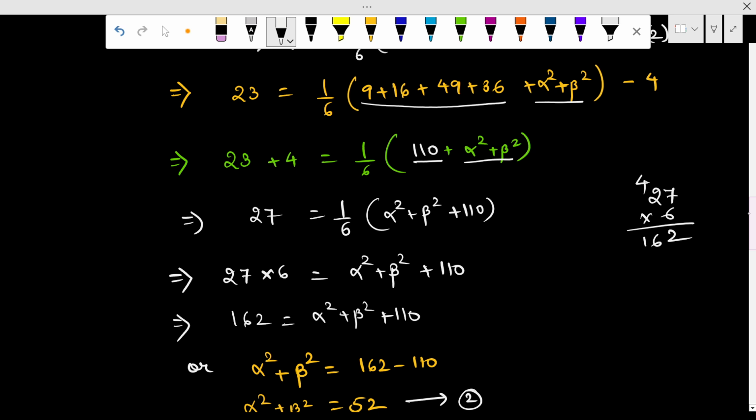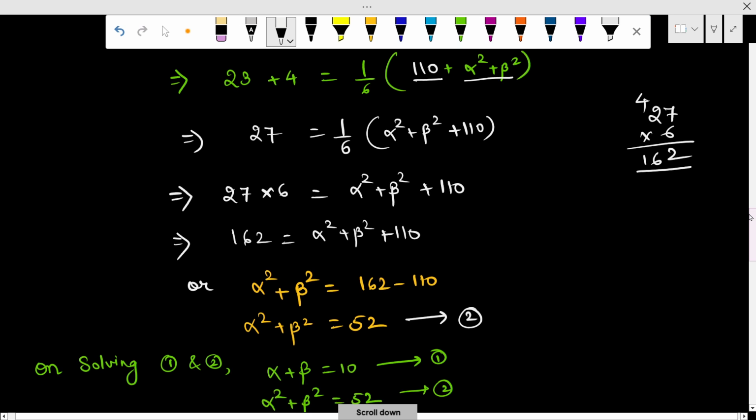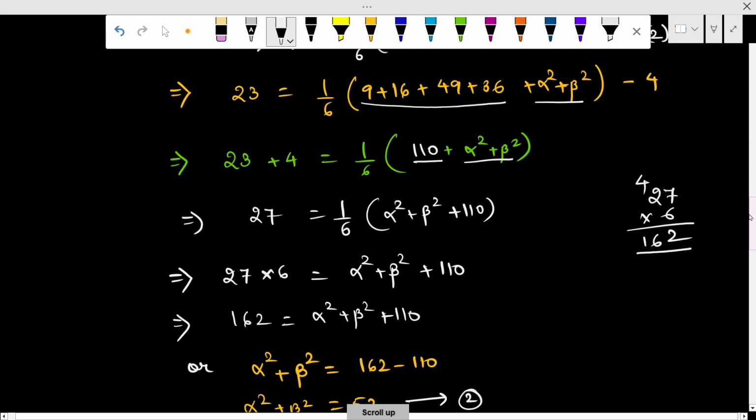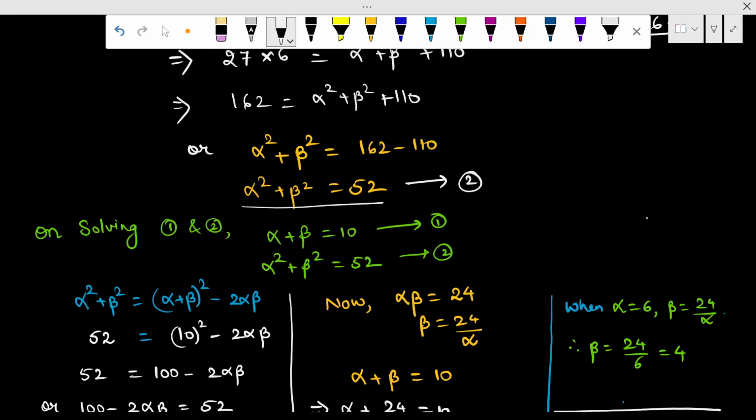We cross multiply 6 with 27. 27 into 6 is 162. 162 equals alpha square plus beta square plus 110, and eventually we get alpha square plus beta square is 52. This is our equation number 2. From our equation number 1, we have got alpha plus beta equals 10. From equation 2, alpha square plus beta square is 52. Now we will find the value of alpha and beta.